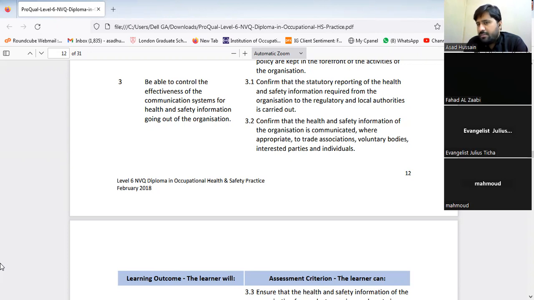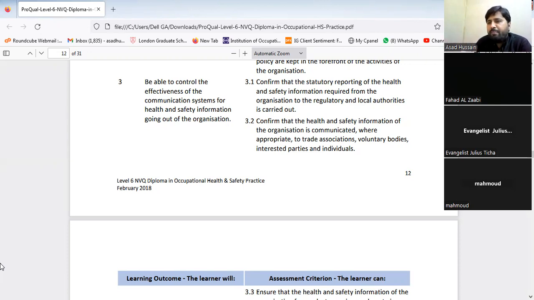Thank you. Okay. Now in 3.2, confirm that the health and safety information of the organization is communicated where appropriate to trade associations, voluntary bodies, interested parties, and individuals. The first part, 3.1, was discussing the legal authorities and the information provided to them. Now 3.2 is discussing the bodies, associations or interested parties who are almost equal to you.